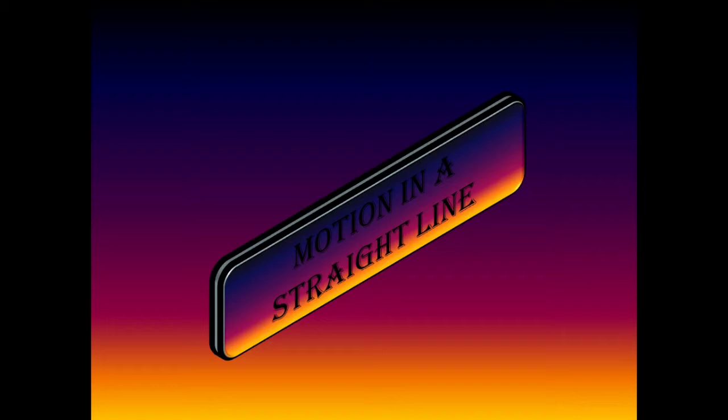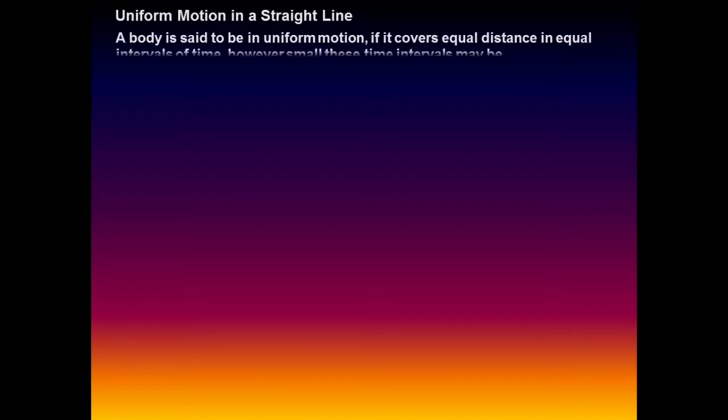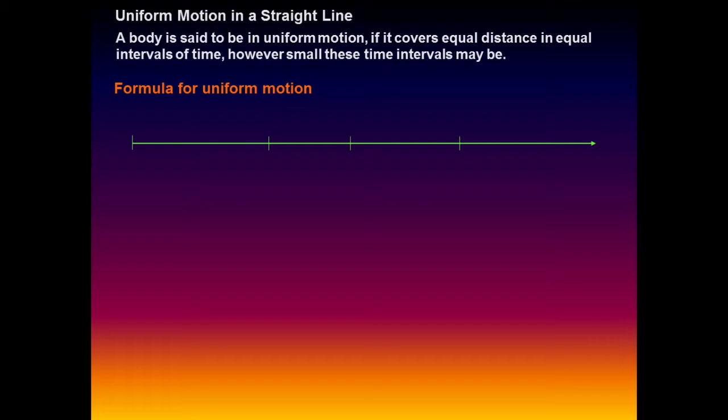Now the continuation of motion in a straight line, that is uniform motion in a straight line. See, an object is said to be in uniform motion if it covers equal distances in equal time intervals. However, we can take small intervals of time also. It is in the same fixed direction also, and now the formula for the uniform motion.